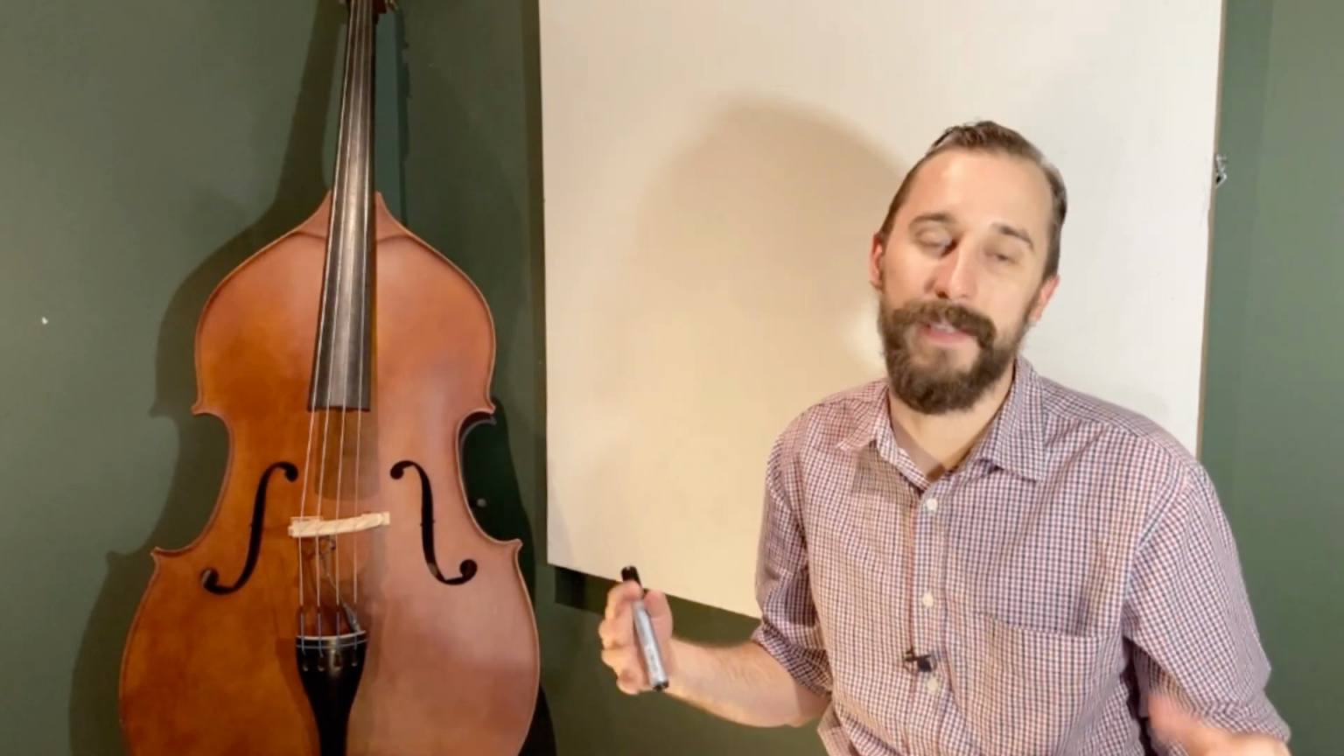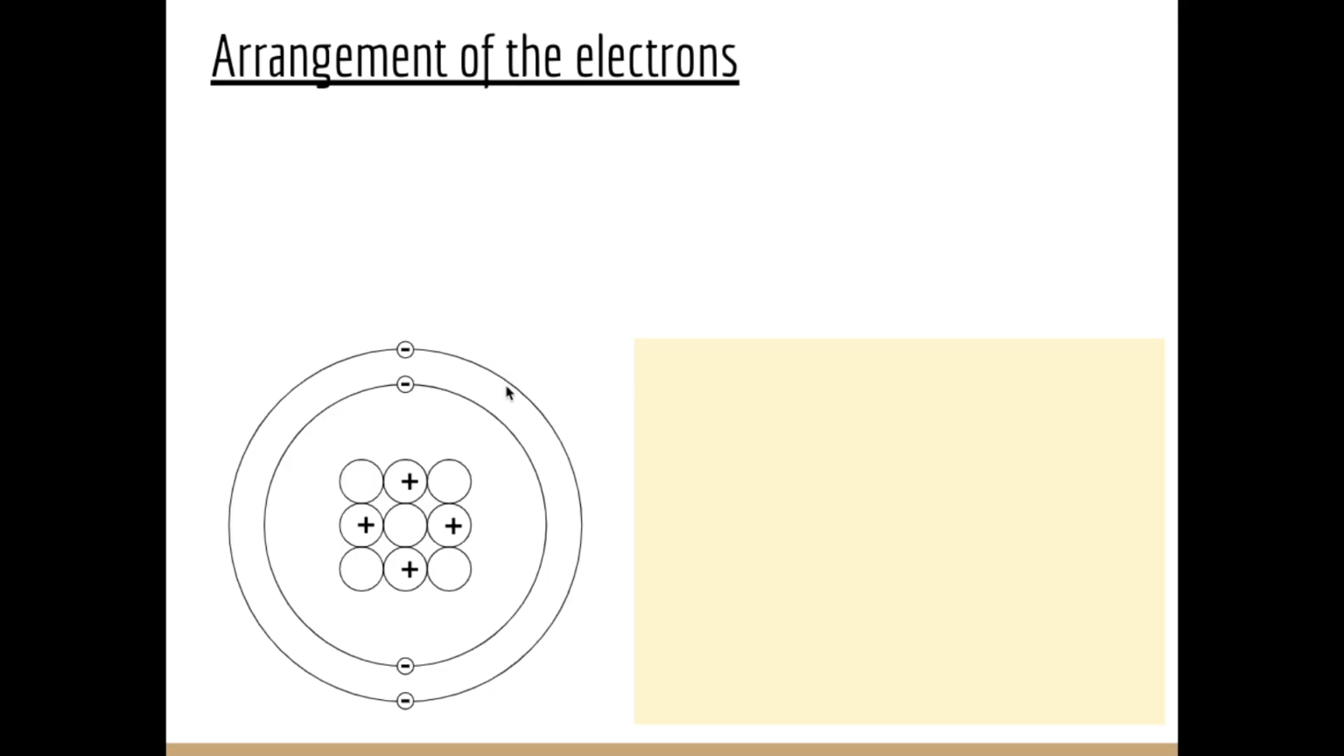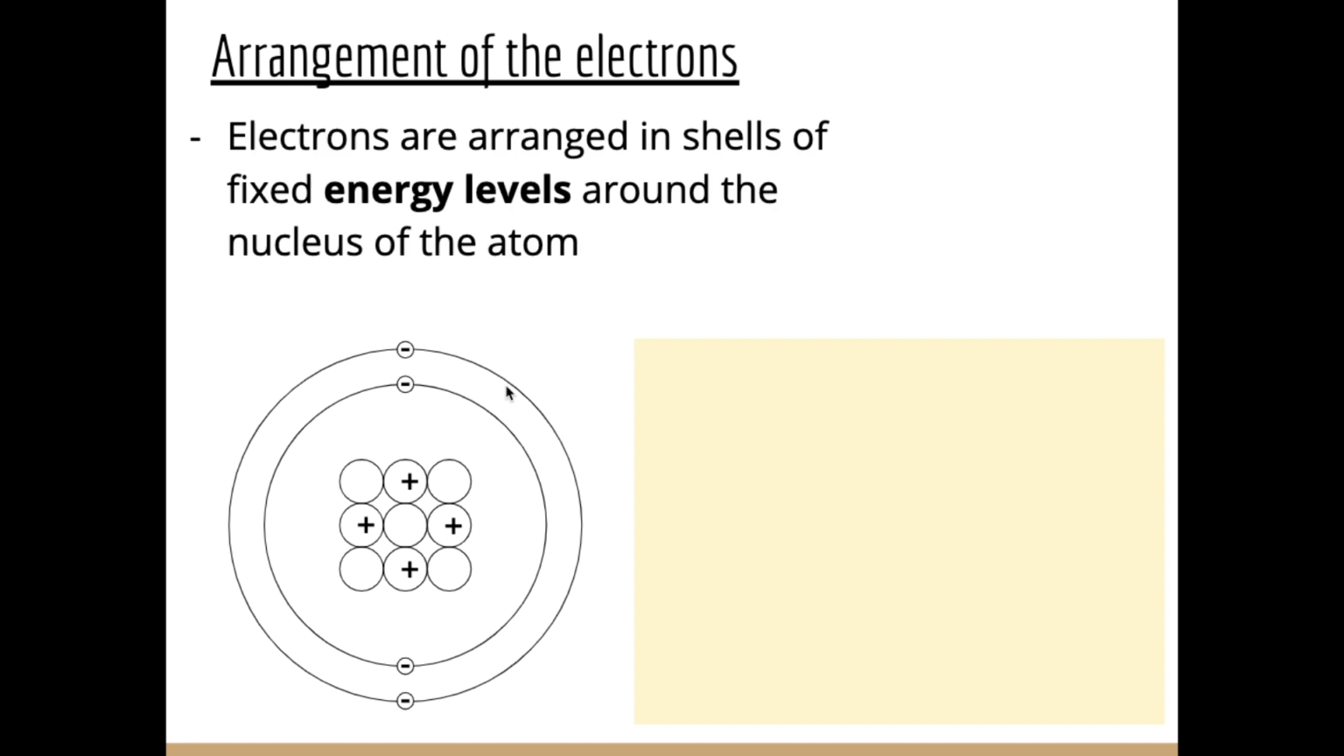So already there's a whole bunch of new vocabulary that we've introduced, and we're going to introduce a lot of vocabulary today. In the previous lesson, we looked at the nucleus, the protons and the neutrons. This lesson and the next couple of lessons, we're really going to look at how the electron exists and behaves in the atom. So what do we know about the arrangements of the electrons?